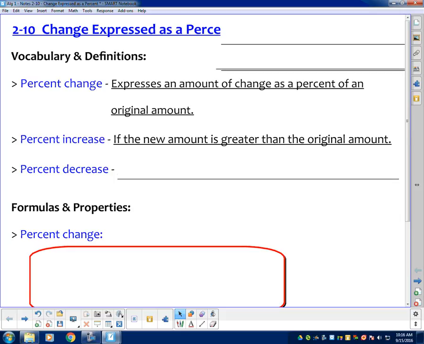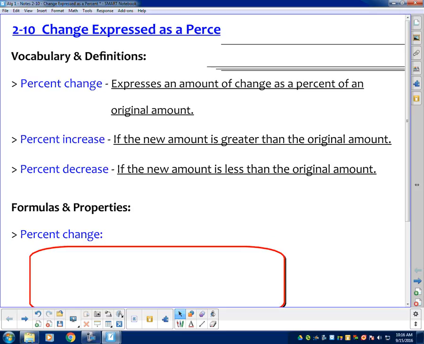Percent increase is that the new amount is greater than the original amount. So a percent increase would be like a salary increase. Your salary goes up by 5%, your new amount is greater than the original. Percent decrease would be like if something's on sale for 25% off, if the new amount is less than the original amount.